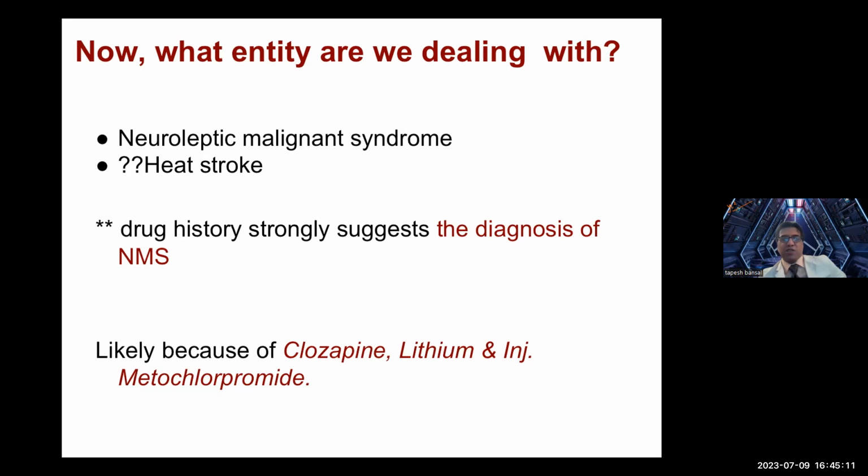Secondly, rigidity is a feature of NMS, which is not generally seen in heat stroke. And third, autonomic instability is seen in NMS, which is again not a feature of heat stroke. Heat stroke, when it manifests, presents as multi-organ dysfunction, and the liver enzymes are generally deranged. While in NMS, the classic features are hyperpyrexia, high temperatures, rigidity, autonomic dysfunction, and elevation of CPK. So these are the features of NMS, while heat stroke I've just discussed.